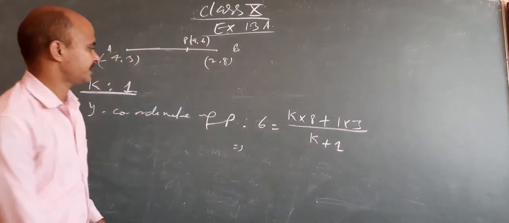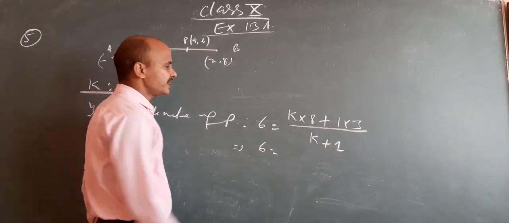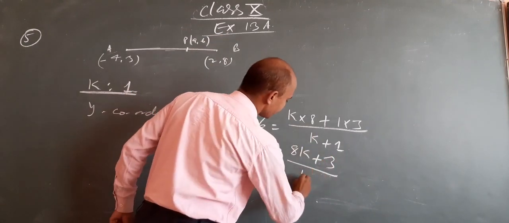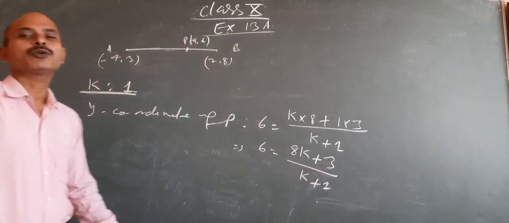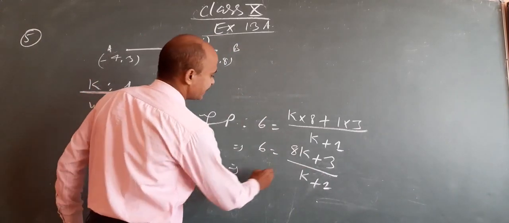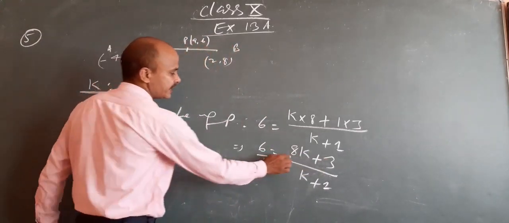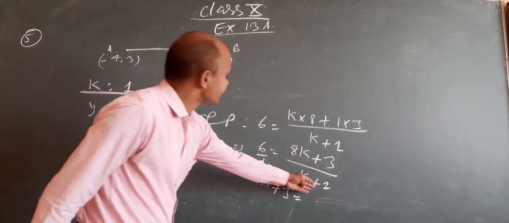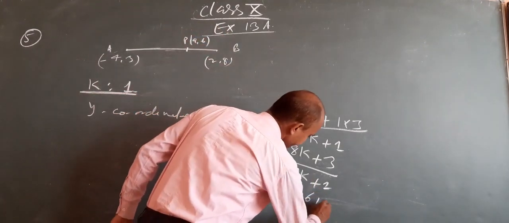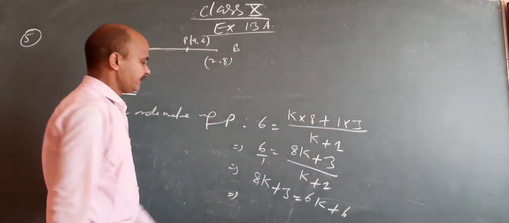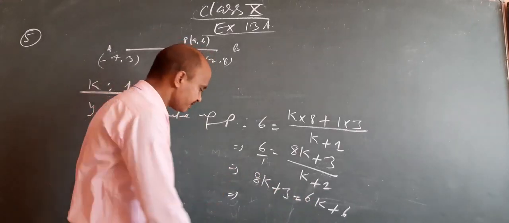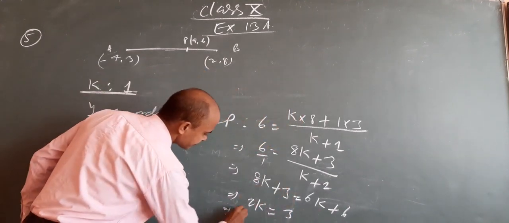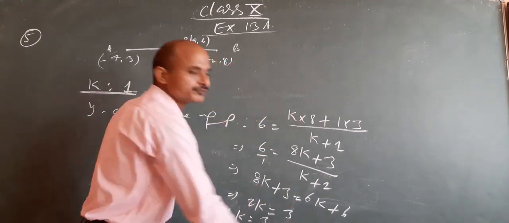m1 plus m2 is k plus 1. This gives 6 is equal to (8k plus 3) by (k plus 1). Now cross multiplication. 8k plus 3 is equal to 6k plus 6. Bring 6k this side. 8k minus 6k, 2k is equal to 6 minus 3, 3. This gives k is equal to 3 by 2.